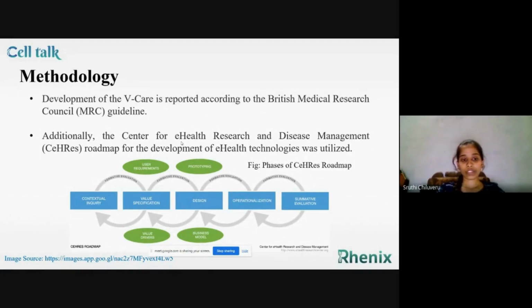The 5 steps are followed by formative evaluation. Value specification is completely based on user requirements and value drivers. Designing is focused on wireframing and prototyping, which is differentiated into high-fidelity and low-fidelity. And lastly, it comes to mock-ups, which is a business model.